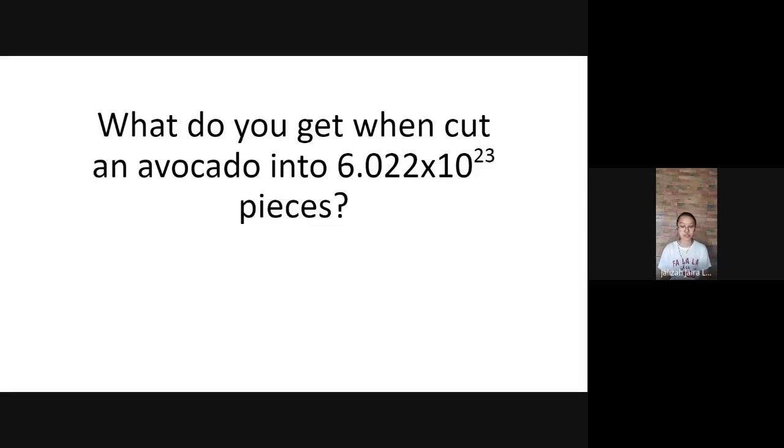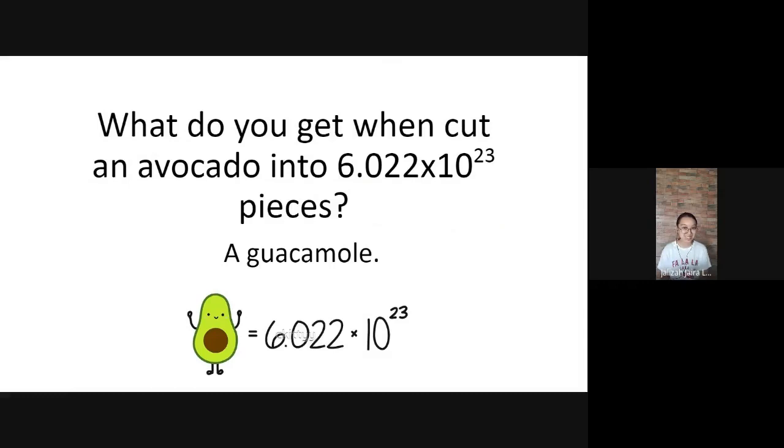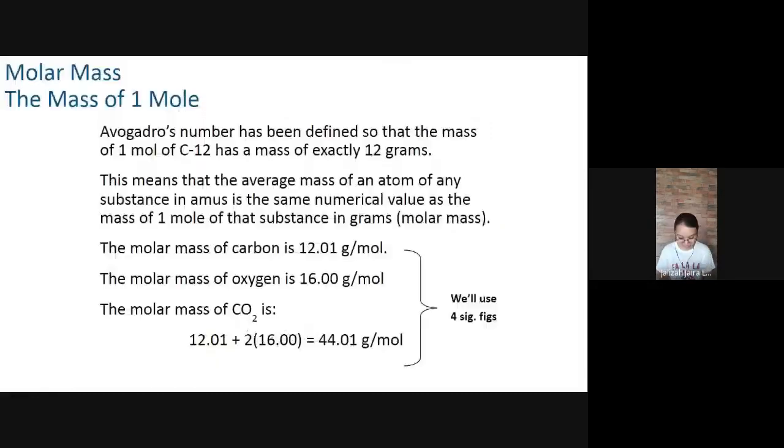So just a little bit of a joke. What do you get when you cut an avocado into 6.022 times 10 to the 23rd pieces? You get a guacamole. Get it? Because mole, guacamole, they sound alike. Okay, moving on.